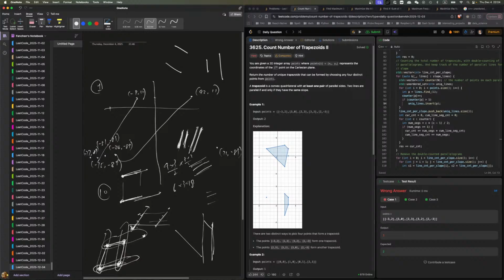How do we find parallelograms? Well, what we need to find is 4 points. So we know the parallels, right? So for each slope, we can get the points out. And then for 2 slopes, we just see if there are 4 points.